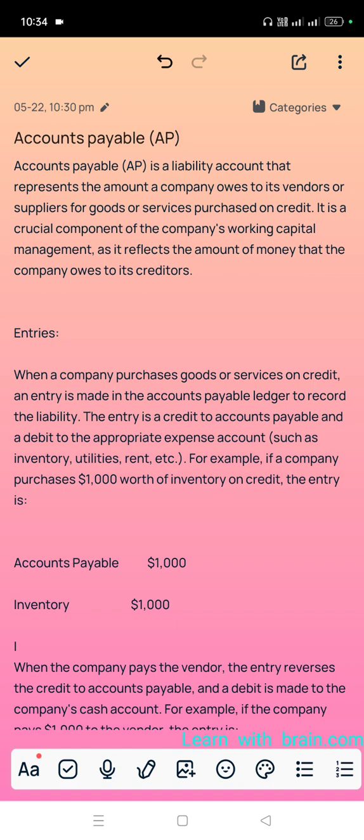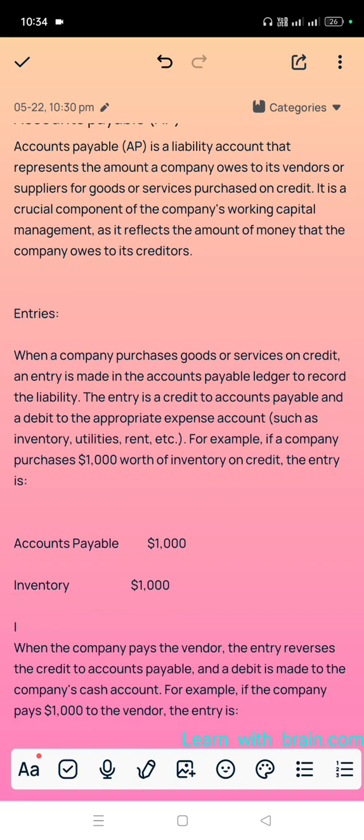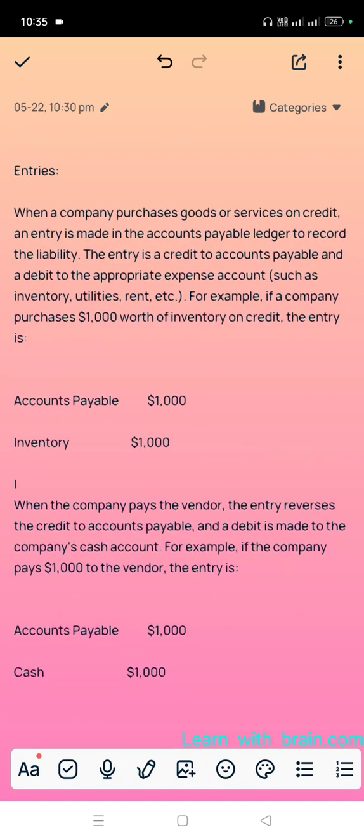The company purchased the goods or services on credit. Now we have to pay the amount to the vendors or suppliers. So this is the inner meaning of accounts payable, because we have to pay the amount, that's why it is called accounts payable. Next, it is a crucial component of the company's working capital management, as it reflects the amount of money that the company owes to its creditors.